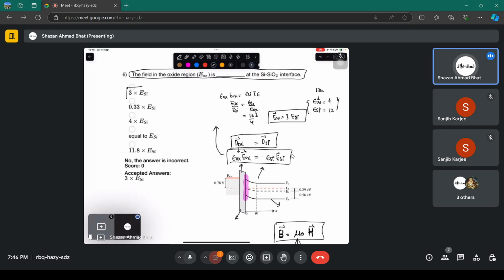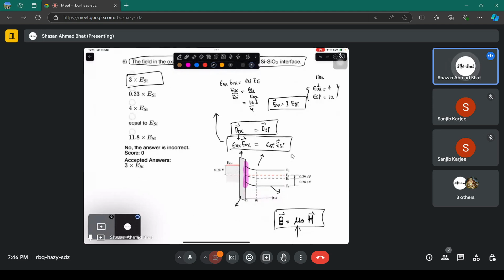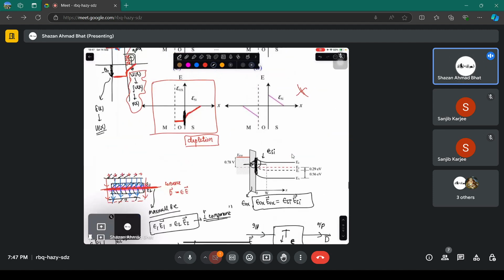So this is the answer to this question. The electric field in the oxide is going to be 3 times that in the silicon. That is why, when you saw this drop here, you didn't need to question why there is a drop: this field is 3 times that of this field. This is the E in silicon, and this is the E in oxide. And E in oxide is 3 times E in silicon, in magnitude.